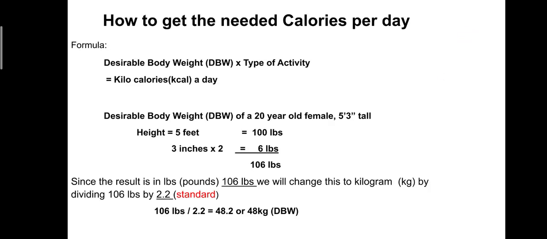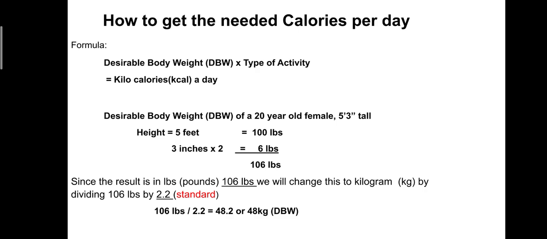Before we proceed to the meal plan, we have to get first the needed calories per day, and it has a formula of desirable body weight or DBW times type of activity is equals to kilocalories or kcal a day.